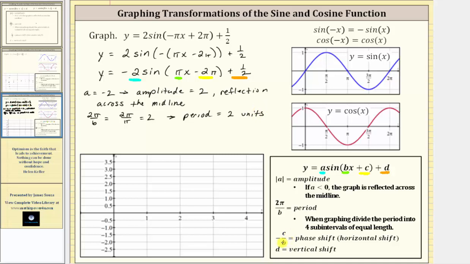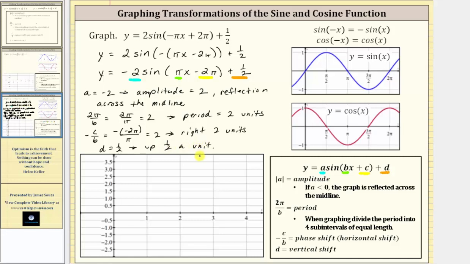Negative c divided by b is equal to the phase shift. And notice that c is negative 2 pi. So negative c divided by b is equal to the opposite of negative 2 pi divided by b, and again b is equal to pi, and therefore this simplifies to 2. Because this value is positive, we have a horizontal shift or phase shift of right 2 units. And then finally d is equal to positive 1/2. So because d is equal to positive 1/2, we have a vertical shift of up 1/2 of a unit.